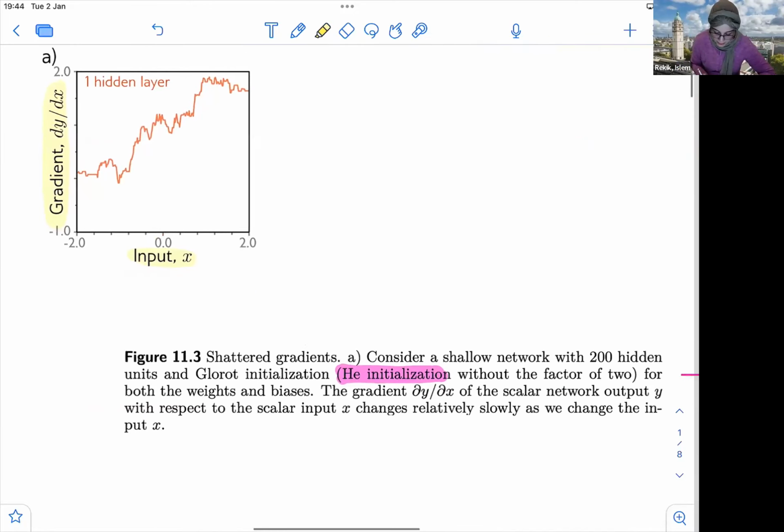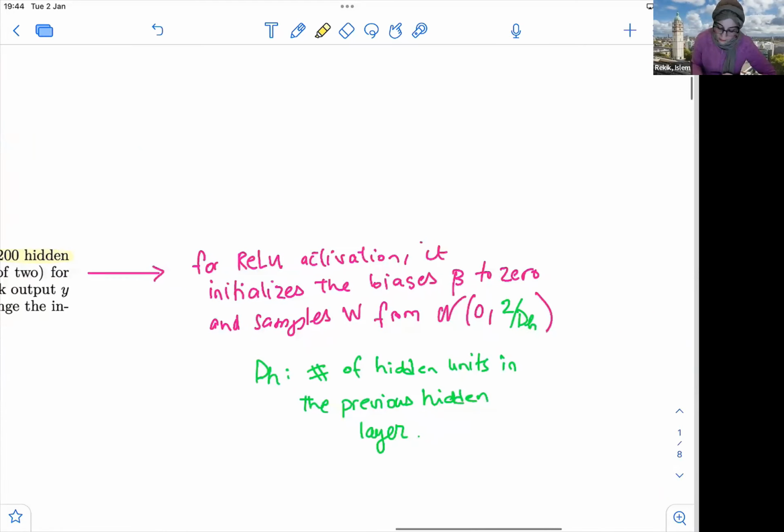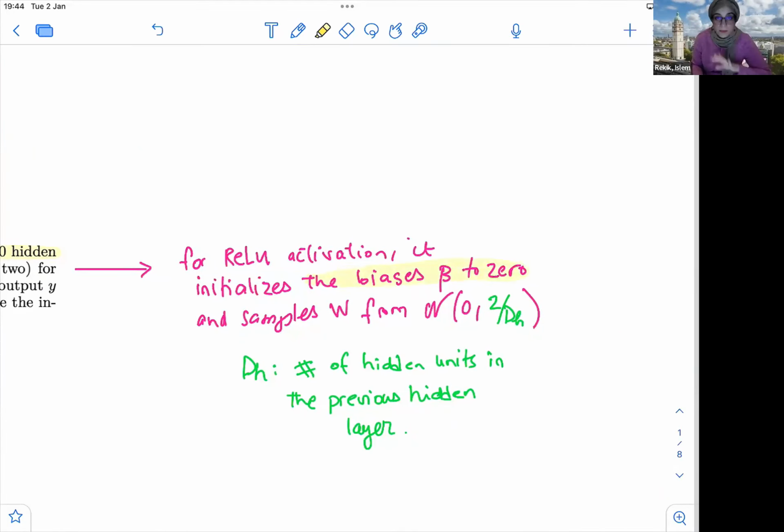So what do we have in this example? Here we have a shallow network with 200 hidden units and what we call a Glorot initialization. I won't go into the details of this initialization. It is based on the He initialization, which is the way we want to initialize our parameters, the W's across all layers, W1, 2, 3, 4, and biases 1, 2, 3, 4, okay? The He initialization sets the biases beta to 0 at the very beginning of the optimization, and samples W from a normal distribution centered around 0 with a standard deviation of the square root of 2 over Dh, where Dh is the number of hidden units in the previous hidden layer.